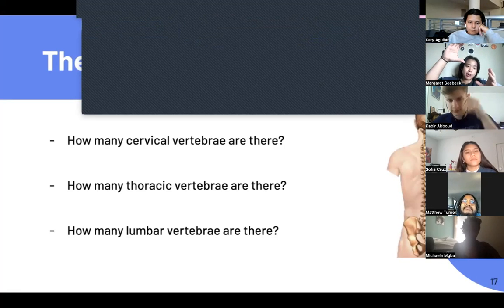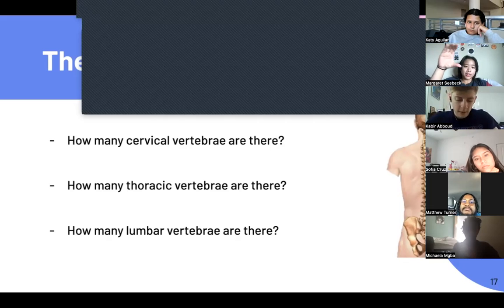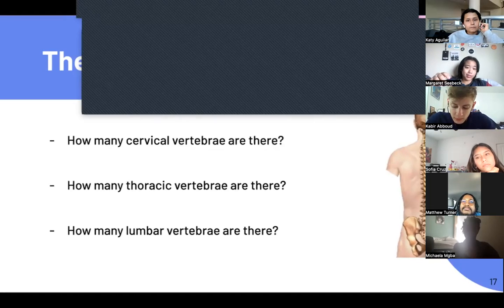So first, breakfast, 7 a.m. There are 7 cervical vertebrae there. Then you eat lunch at noon, 12 p.m. There are 12 thoracic vertebrae. And then with dinner, you eat at 5. There are 5 lumbar vertebrae.